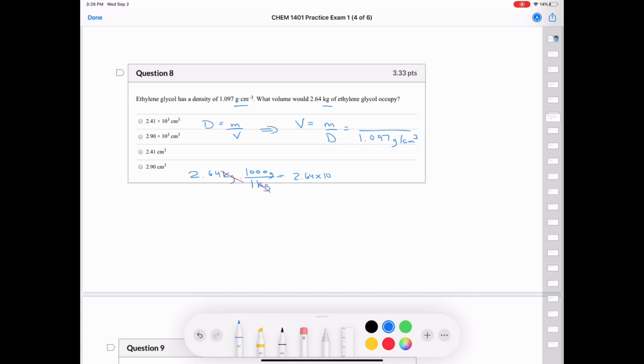2.64 times 10 to the 3 grams, and now we can plug that number up here into our equation, 2.64 times 10 to the 3 grams. Look at this. Our units of grams cancel out like that. And when we punch that into our calculator, we end up with 2.41 times 10 to the power of 3 centimeters cubed, like that. And so here is our answer.